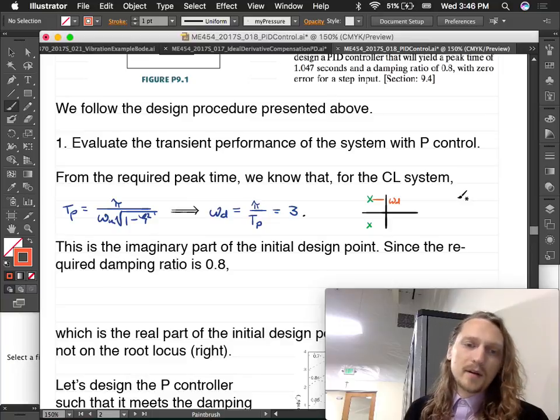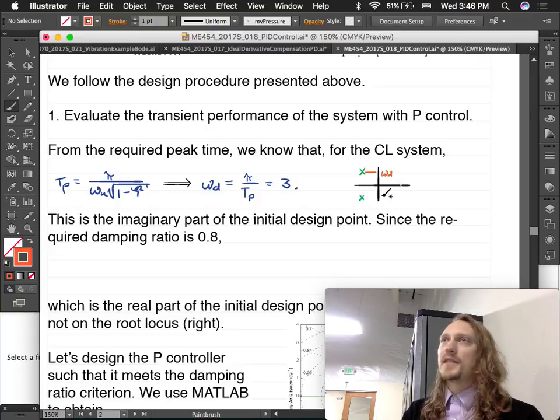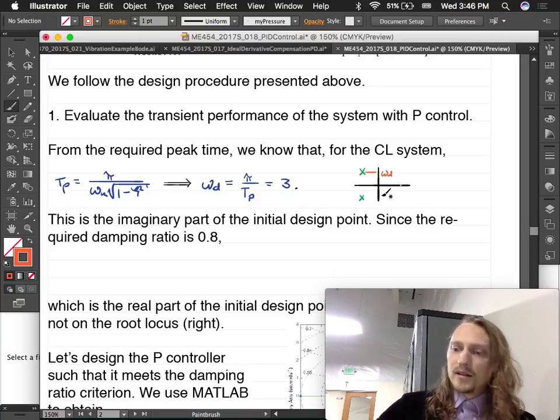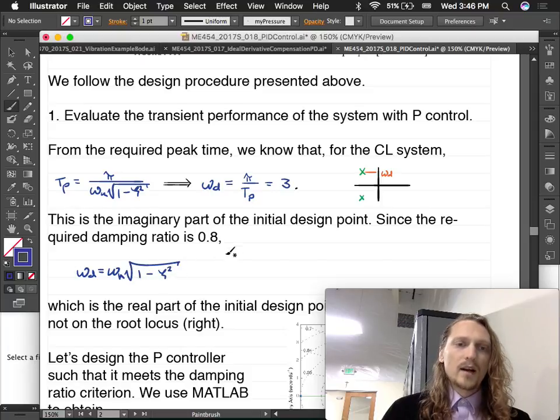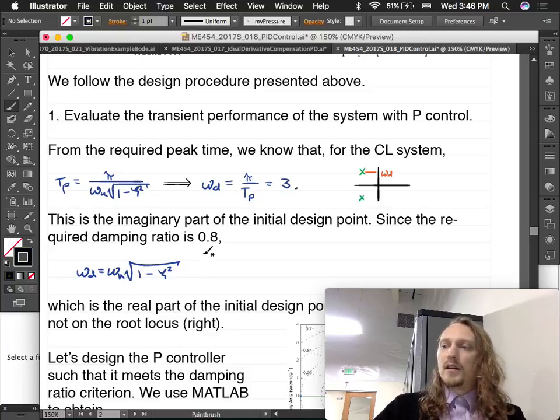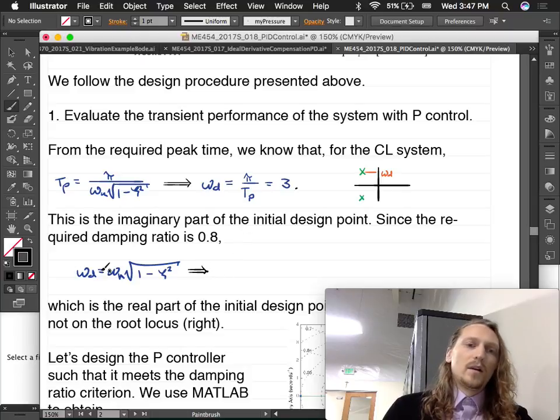Since the required damping ratio is 0.8, we know it has to be on a very specific ray from the origin outwards. And so that's going to set what the real part is. So we can say that omega d, remember from its definition, is omega n times the square root of 1 minus zeta squared. And if we solve this, we know zeta, we know omega d, so we can solve for omega n.